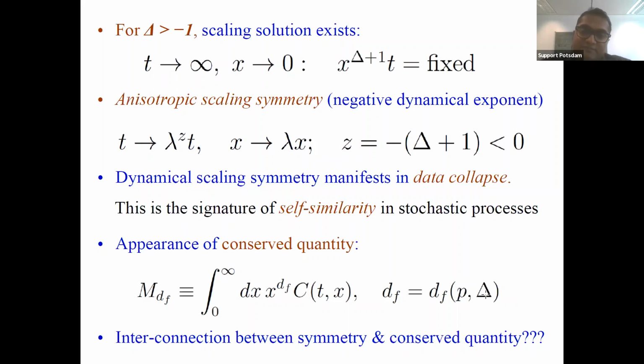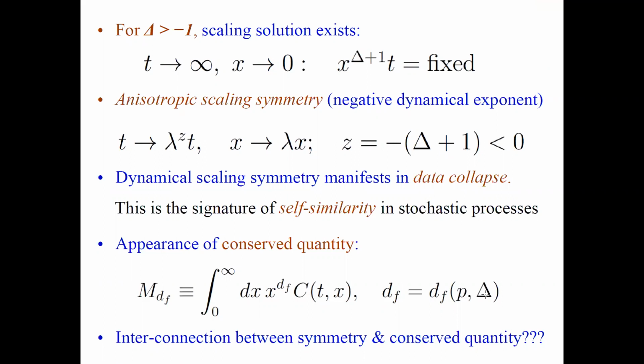There is also self-similarity or dynamical scaling. Question to you is, are these two things related via Noether's theorem? Okay. Any questions so far or not?